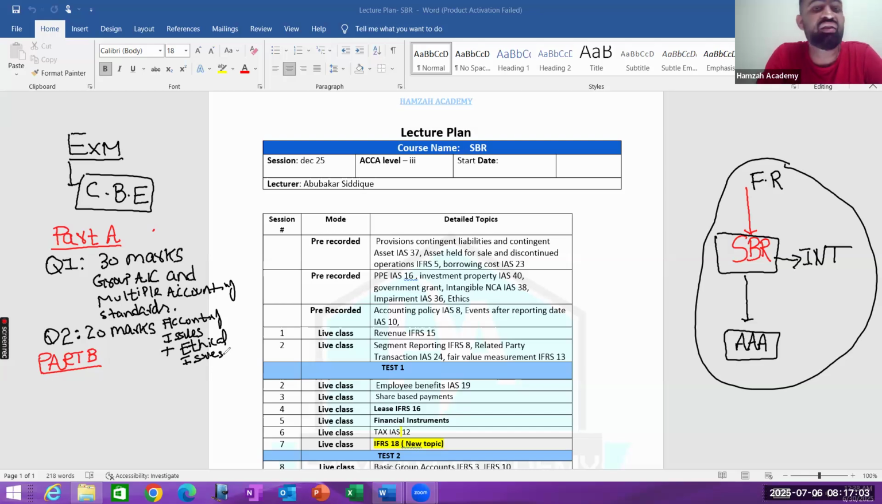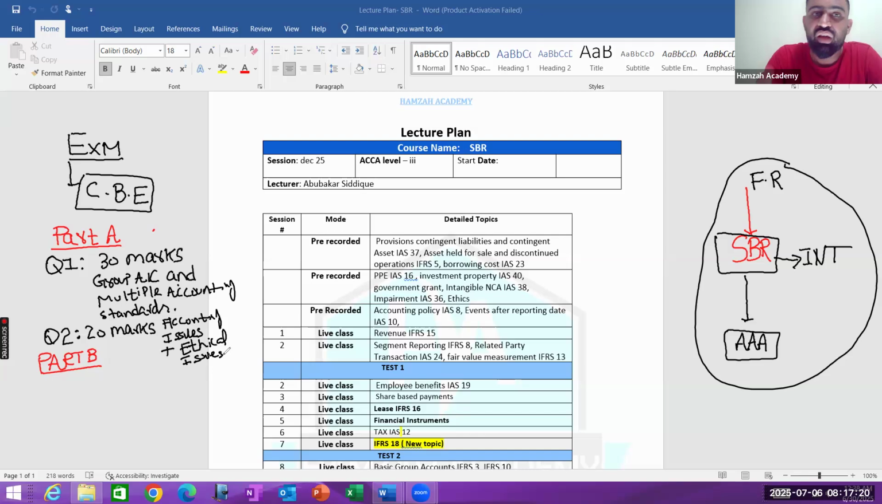And the most important thing which I talk about in every class of SBR: the paper name itself is SBR, Strategic Business Reporting.